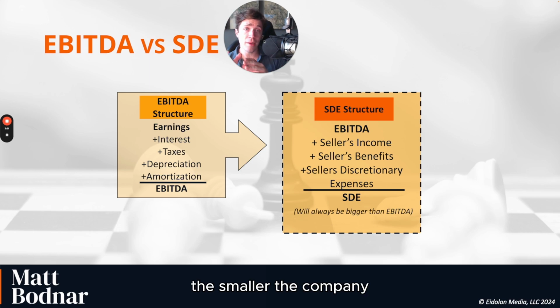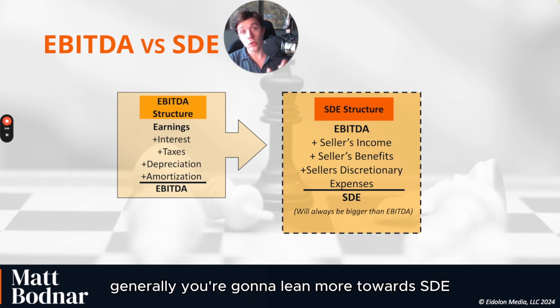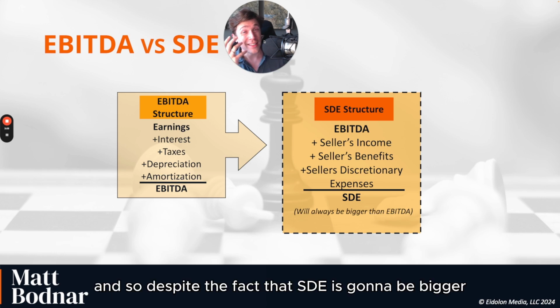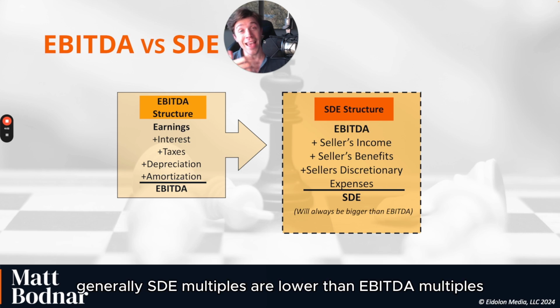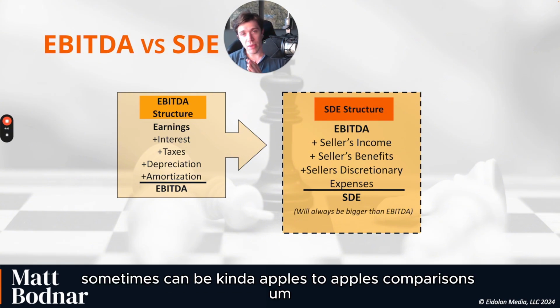The smaller the company, the more reliant it is on the business owner, generally you're going to lean more towards SDE. And so despite the fact that SDE is going to be bigger for small businesses, generally SDE multiples are lower than EBITDA multiples. They're sometimes similar, sometimes can be kind of apples to apples comparisons.